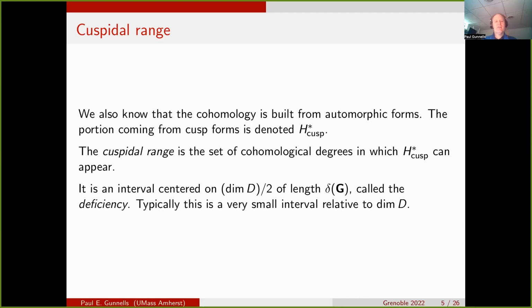And where does it live? It sits on an interval centered on half the dimension of the symmetric space. And the length of that is called delta of G, the deficiency of G, okay? And typically it's very small. So why is it called deficiency? Because after all, if we say this is the most interesting part of the cohomology, we want delta of G to be big, right? Because wouldn't that mean that it's a lot of it? It sits in a lot of cohomological degrees. So why is it deficient to have a lot of degrees where cusp cohomology can appear?